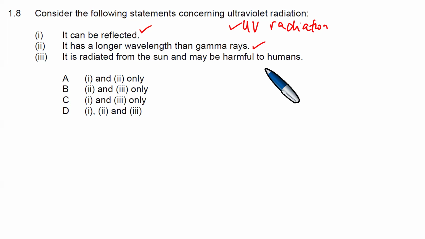Okay, we continue. So in 1.8, therefore, the correct answer is option D. It can be reflected, yes. It has a longer wavelength than gamma rays, that is true. It is radiated from the sun, may be harmful to humans. Yes, it causes sunburn. It actually scorches humans. You might need some sun cream to make sure that you don't burn too much in the sun. These UV rays are the culprit, and they really have a negative effect on the human skin. So something to take note of there.